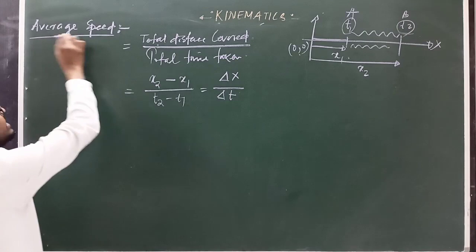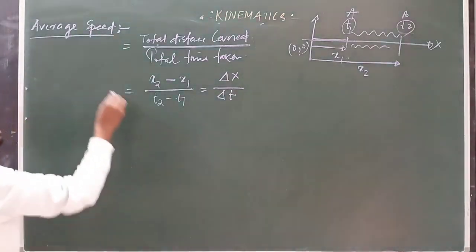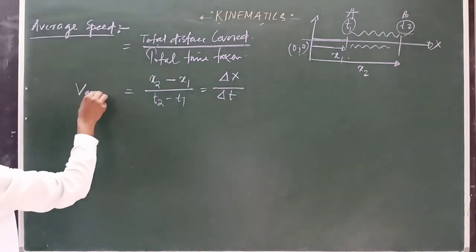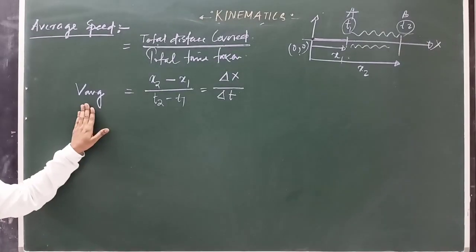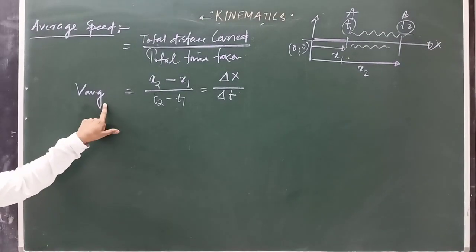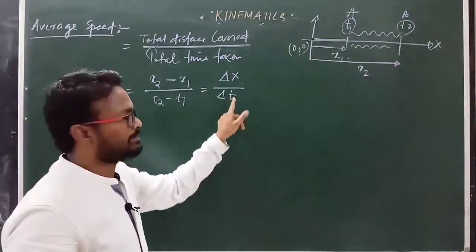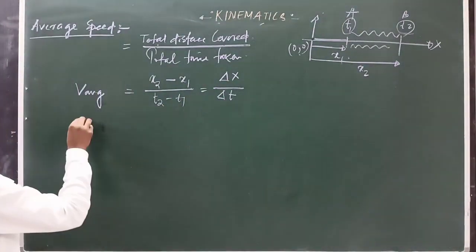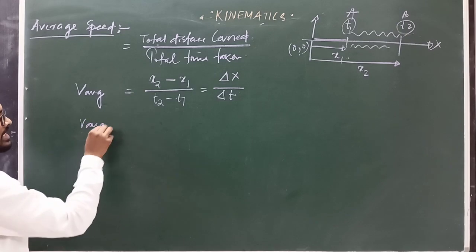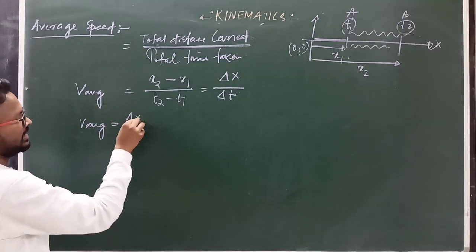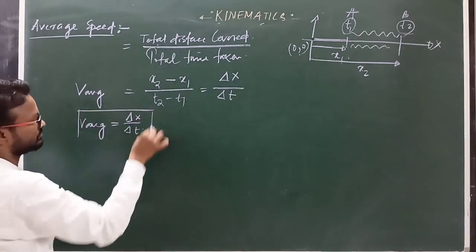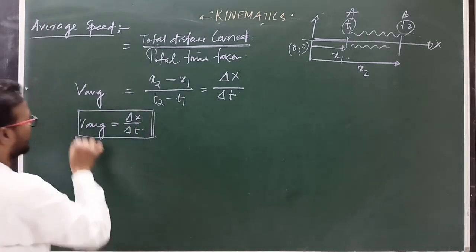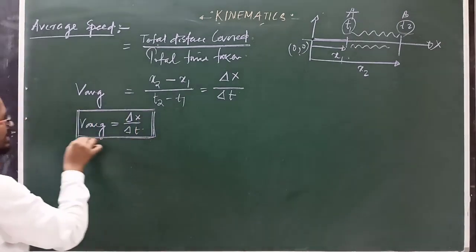So average speed is a scalar quantity. Simply you can write V average equal to delta x by delta t. Clear? Or simply you can write V average equal to delta x by delta t. Clear? Okay, this is known as the average speed formula.